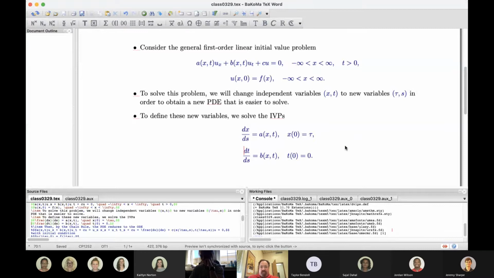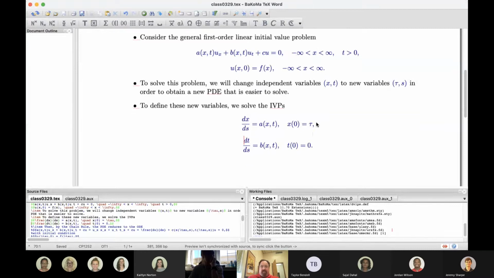Okay, so the initial x value goes here. The initial t value, which in all of our examples has been 0, goes here. So x and t are now thought of as functions of the new independent variable s, and the additional independent variable tau you can think of as a parameter.